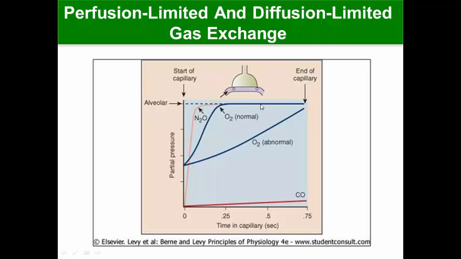So the only way now to increase the amount of oxygen transported across the respiratory membrane is by increasing perfusion. So oxygen is described as perfusion limited gas exchange. This is under normal conditions. However, under abnormal conditions or during strenuous exercise, the exchange of oxygen becomes diffusion limited.